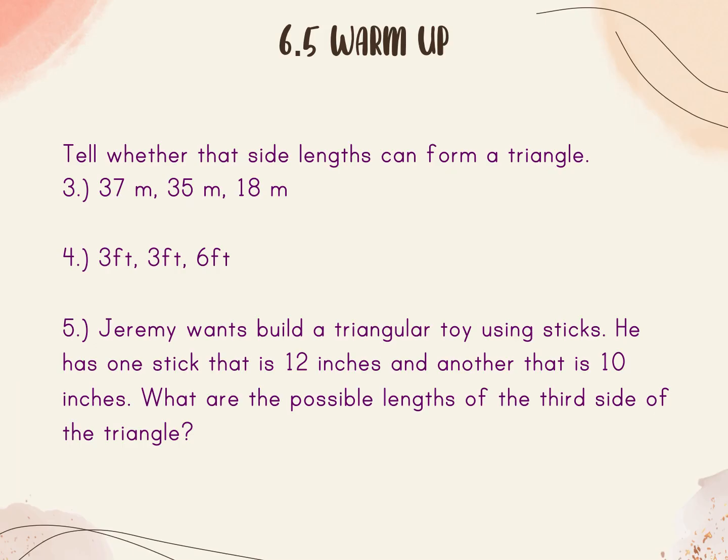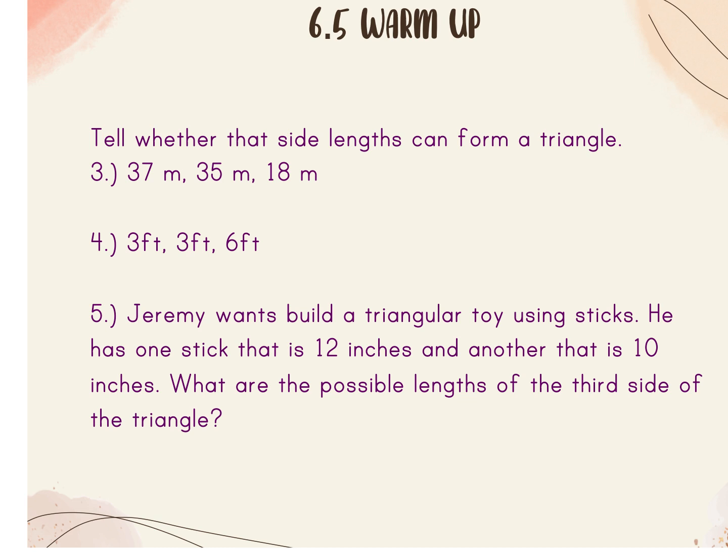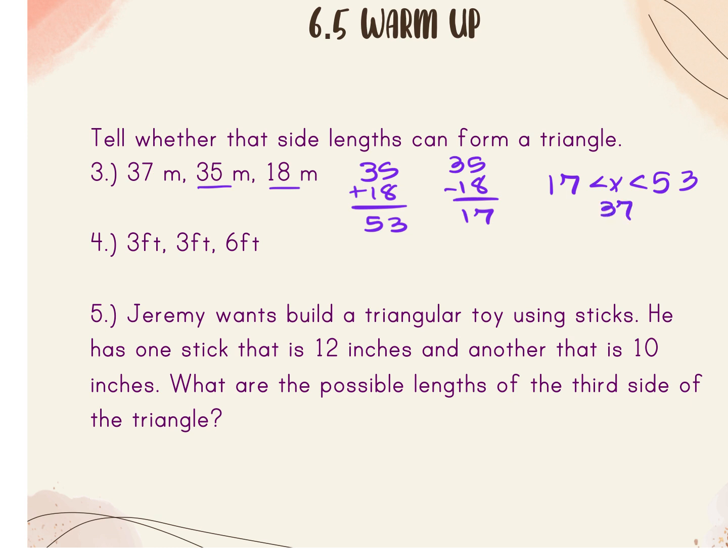Then for number 3, they want to know whether these 3 numbers will form a triangle. So again, I need to find the 2 smaller numbers, so 35 and 18. I'm going to add and subtract them. This gives me 53, and then when I subtract it, I get 17. So now I need to check to see if that biggest side will fit in between here, and it does. 37 is in between 17 and 53, so this answer is yes.